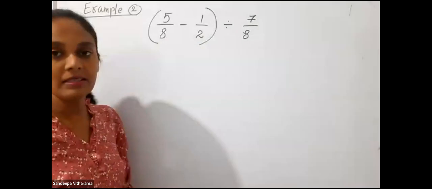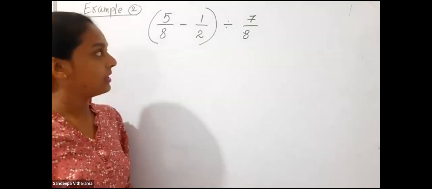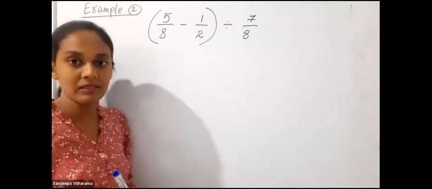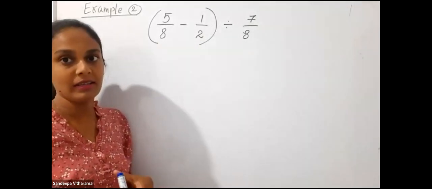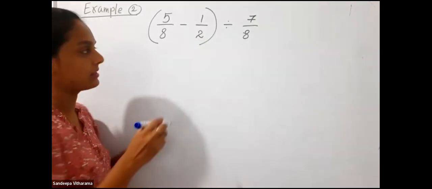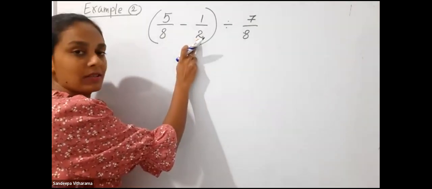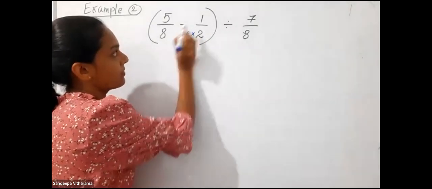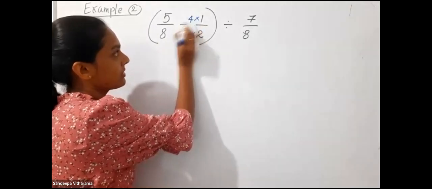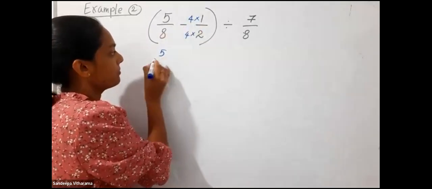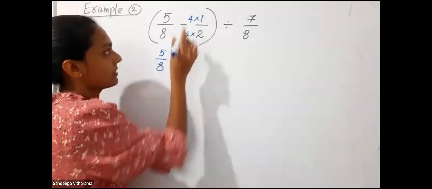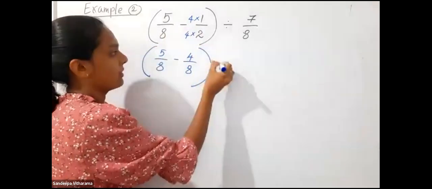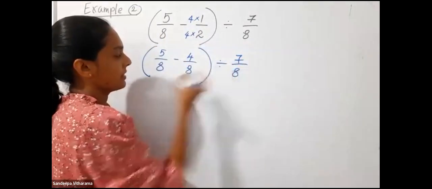Then here it is a subtraction of fractions with different denominators. So you have to convert it into one denominator. Then how do we convert it into one denominator? You can see 2 can be converted to 8. It is by multiplying it by 4. So you can change the numerator also. So 5 upon 8 subtract 4 upon 8, divide 7 upon 8.